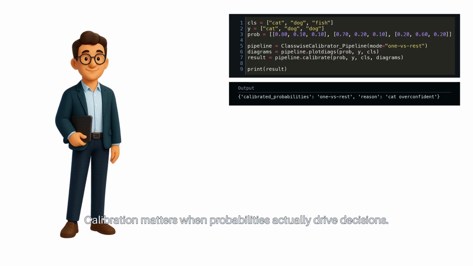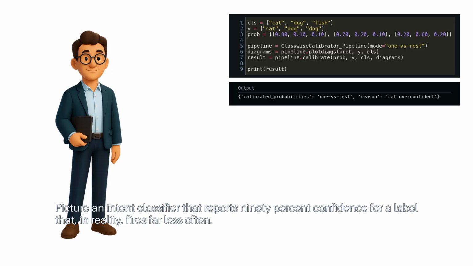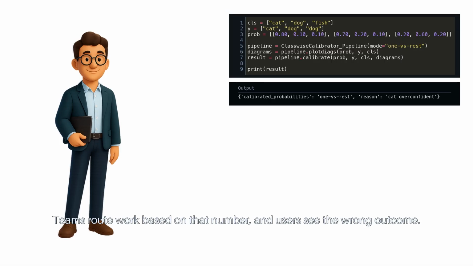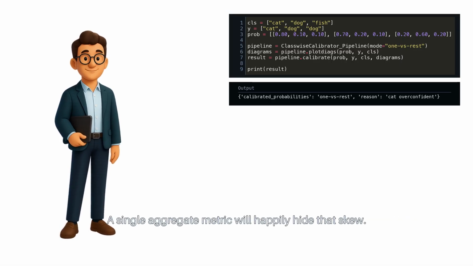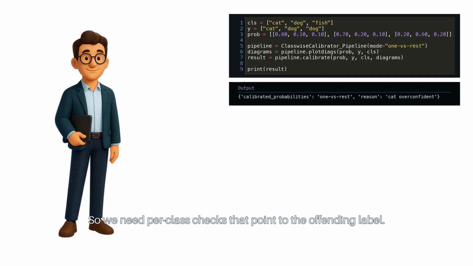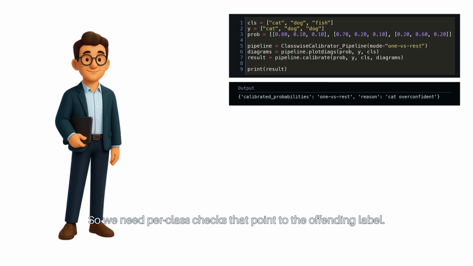Calibration matters when probabilities actually drive decisions. Picture an intent classifier that reports 90% confidence for a label that in reality fires far less often. Teams route work based on that number, and users see the wrong outcome. A single aggregate metric will happily hide that skew. So, we need per-class checks that point to the offending label.